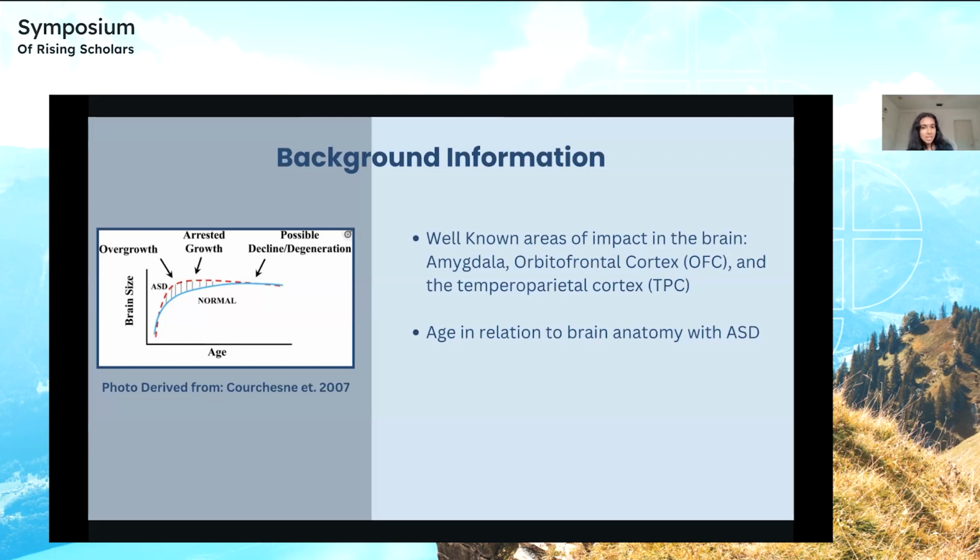As we see by the image, with children with ASD, there is abnormal brain growth early on, as well as abnormal brain volume decline later on at around age 15, compared to a typical control, which is significant when analyzing the development of the brain.